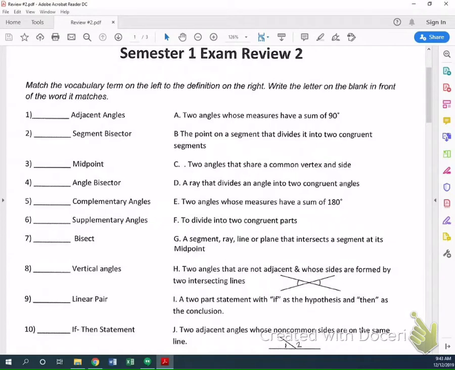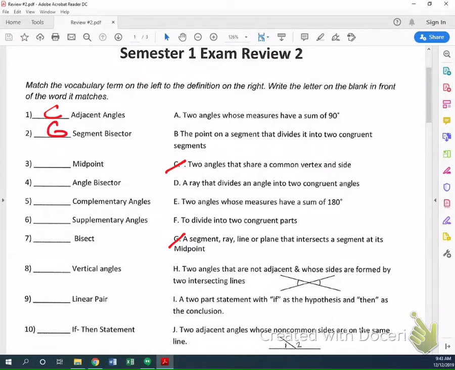Number 1, adjacent angles. Anyone know? C, 2 angles that share a vertex and a side. Great. Segment bisector. Segment bisector is the one where it can be a couple different things. It can be a segment, a ray, a line, or a plane, but it has to go through the midpoint. So that's G.